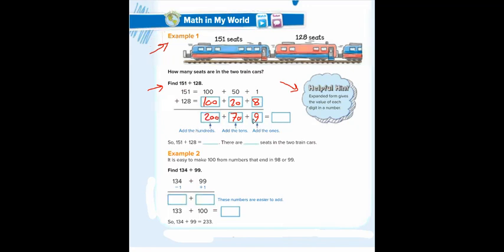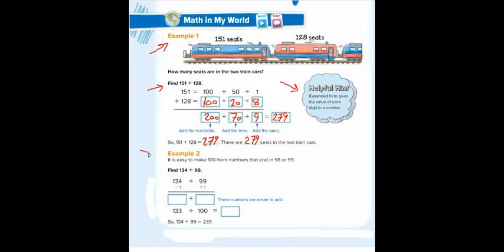So we have 279. So 151 plus 128 equals 279. So there are 279 seats in the two train cars.